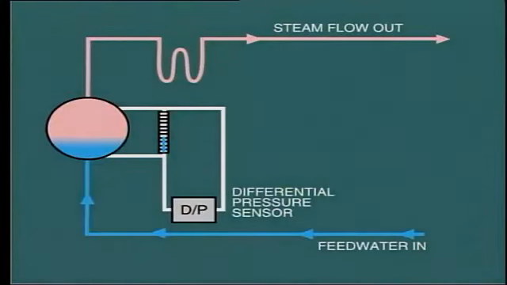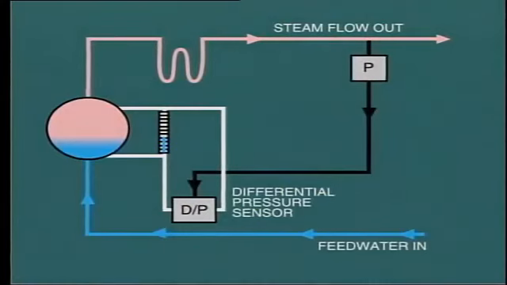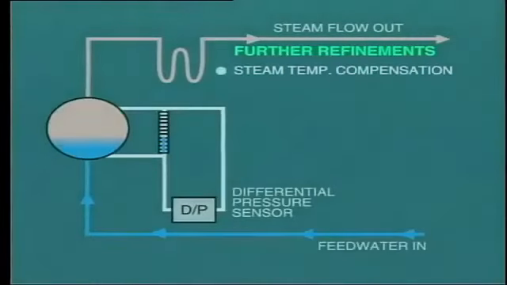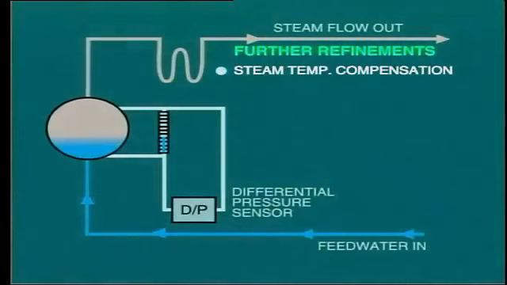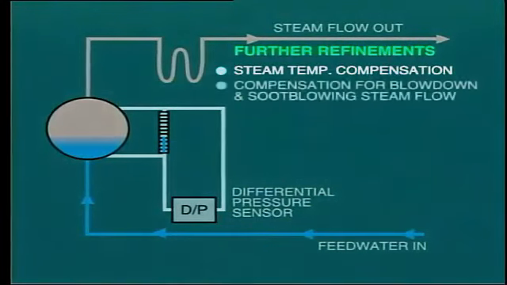In order to improve accuracy, the drum level measurement is corrected for pressure variation by adding a pressure signal to the computation. Yet further refinements may be made to the water level control system, such as steam temperature compensation to provide more accurate measurement of steam flow, compensation for blowdown and soot-blowing steam flow when comparing output steam flow to input feedwater flow. You must make sure to thoroughly learn the automatic control systems installed on your boilers.